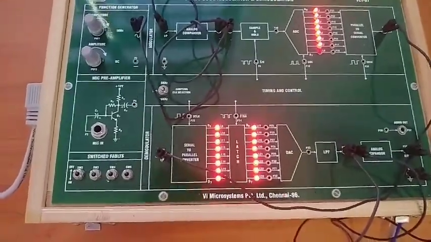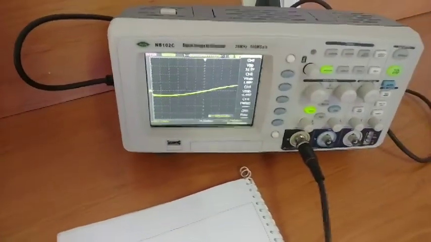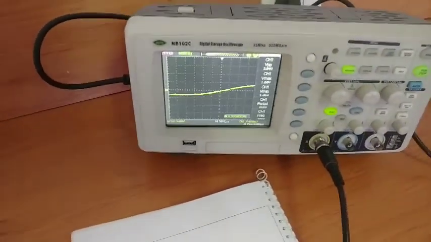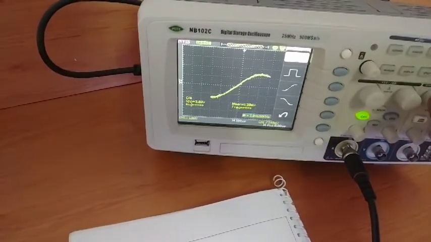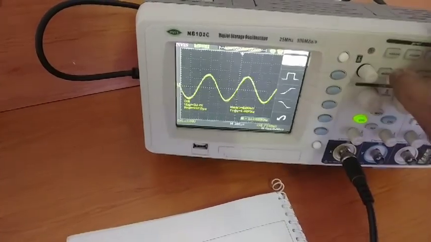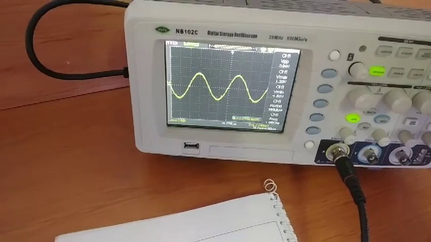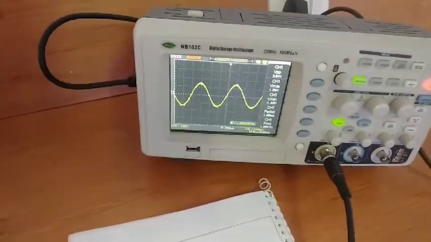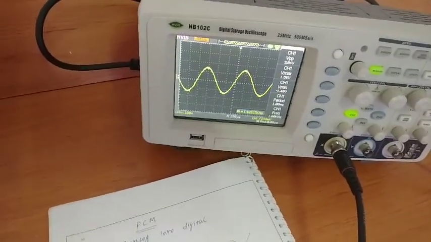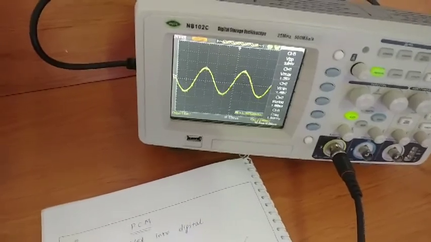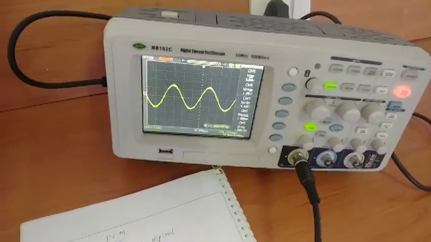If you check with the DSO, you will get the actual demodulated waveform. You just measure and stop it. You will get the peak to peak voltage of 3.04 volts and a time period of 1 millisecond. So this is your output.